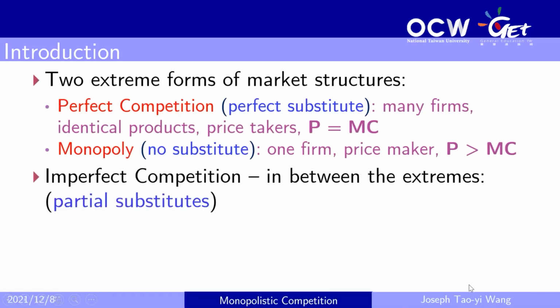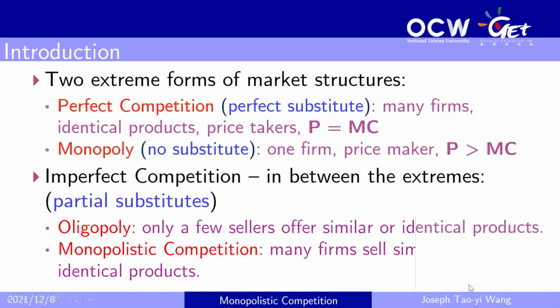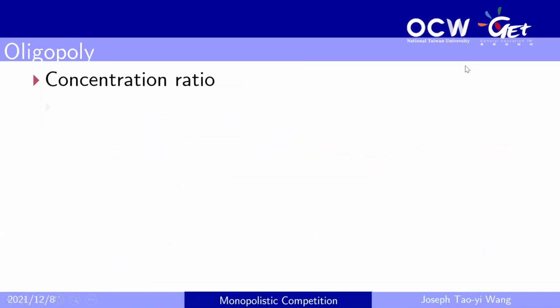So one is perfect substitute, the other is no substitute. In between, you have what we call partial substitute. So there are two examples here. One is the oligopoly. That's what we're going to see in the next chapter. There are only a few firms selling similar or identical products. But in this chapter, we're looking at many firms selling similar but not identical products. That's the key thing. That's why these are partial substitutes.